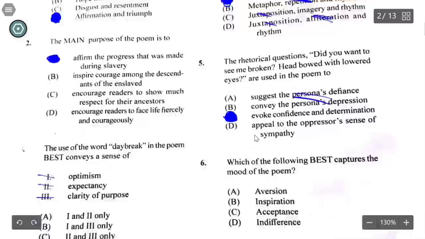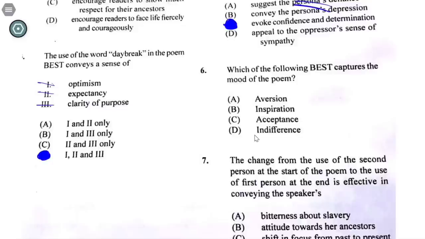So number 6, which of the following best captures the mood of the poem? Aversion, inspiration, acceptance, or indifference? I wouldn't say acceptance or indifference, because that's what indifference means, not showing concern. Inspiration, aversion. I would go for inspiration instead of aversion.